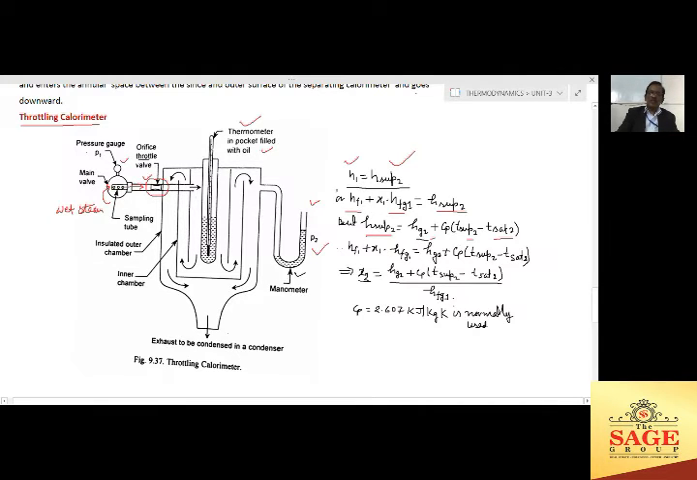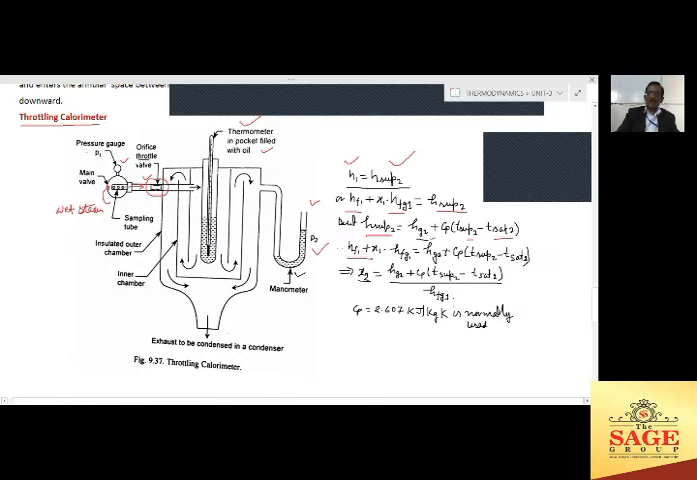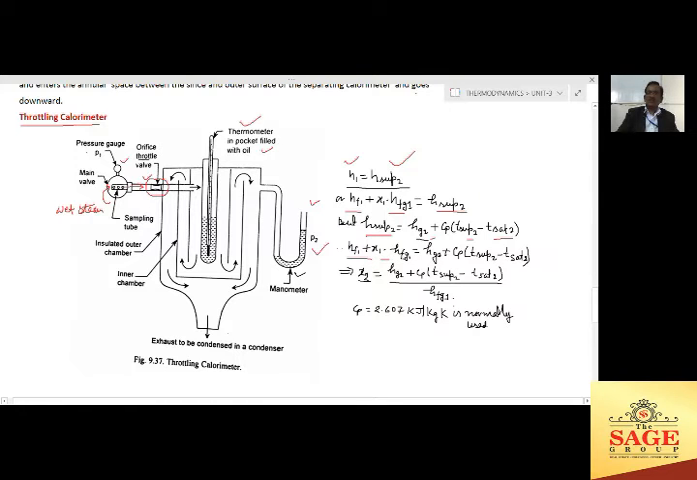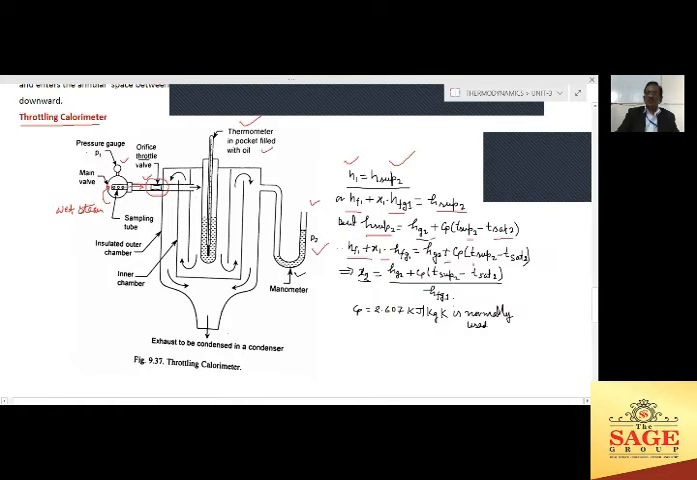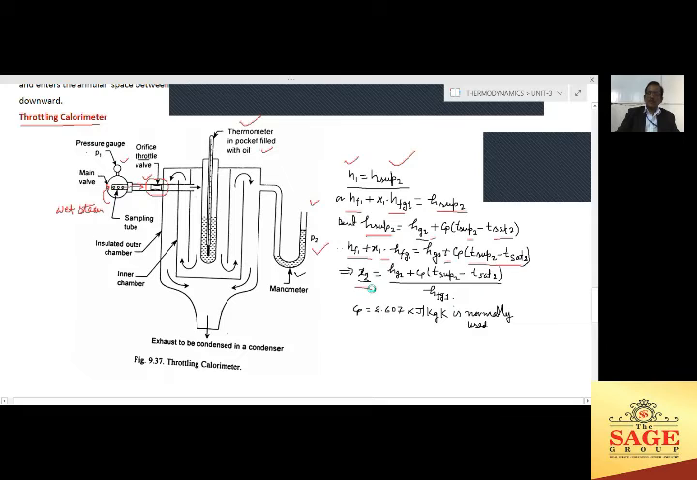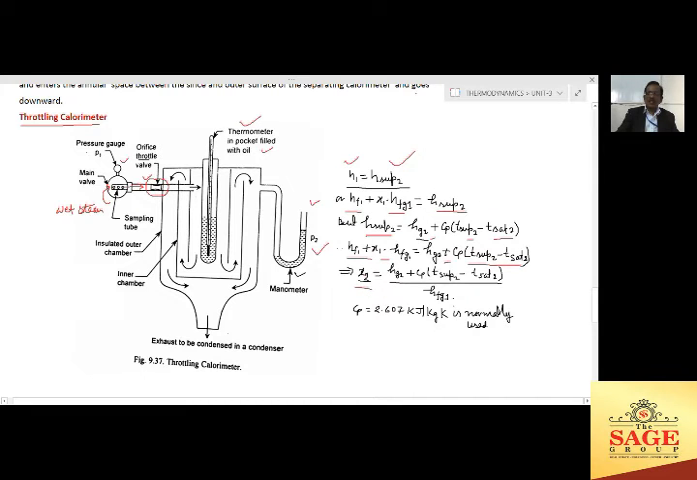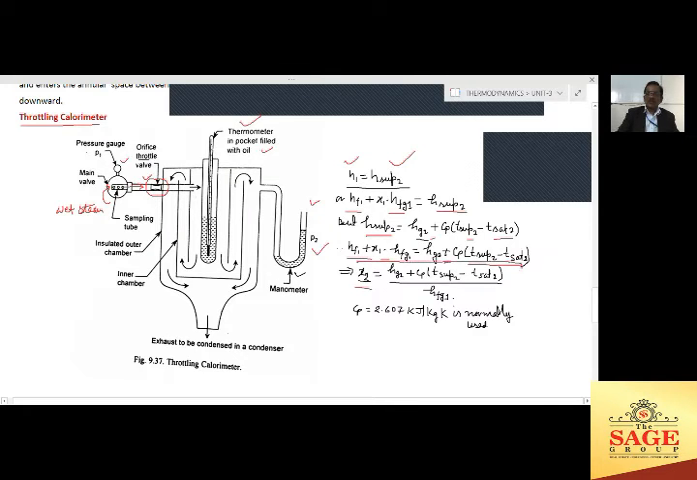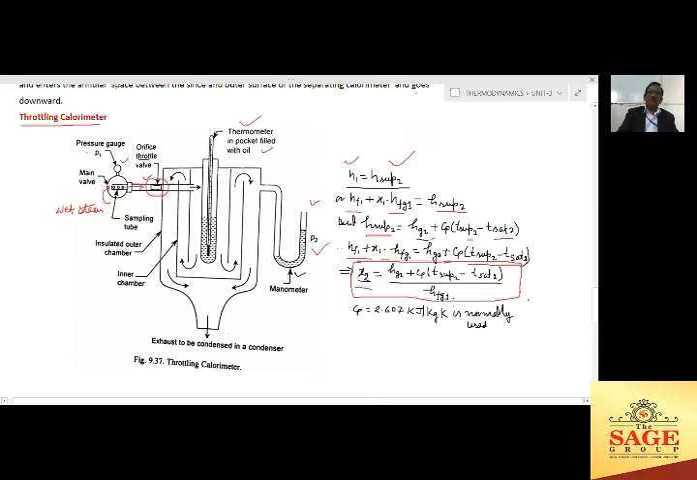Now we will equate these two. So HF1 plus X1 into HFG1 equals Hg2 plus Cp (T super 2 minus T saturated 2). And this can be written in the form of the dryness fraction x2. So x2 equals Hg2 plus Cp (T super 2 minus T saturated 2) divided by HFG1. So by the use of this formula, we can calculate the dryness fraction of the steam with the help of this throttling calorimeter.